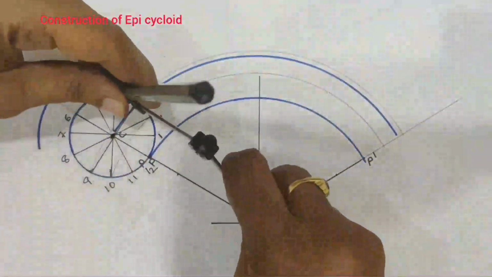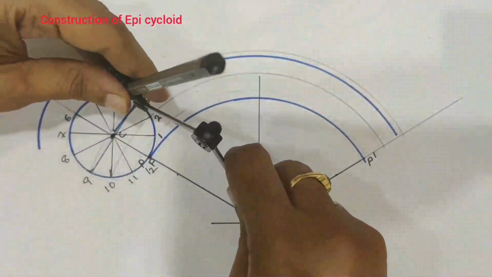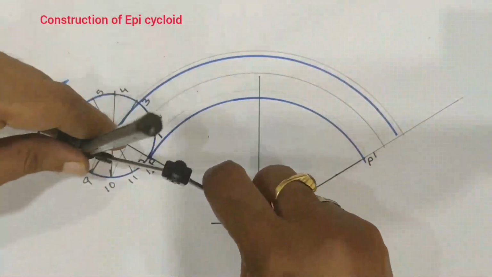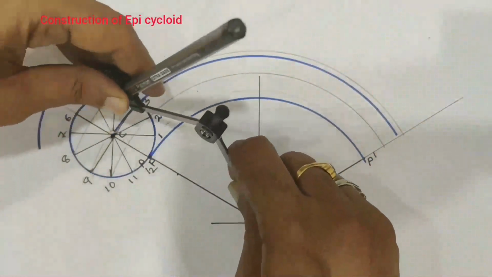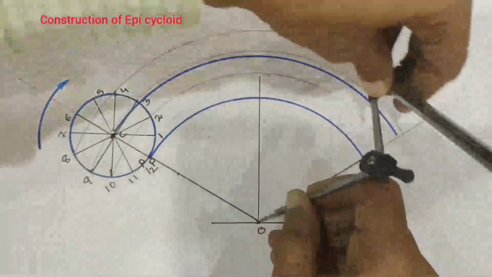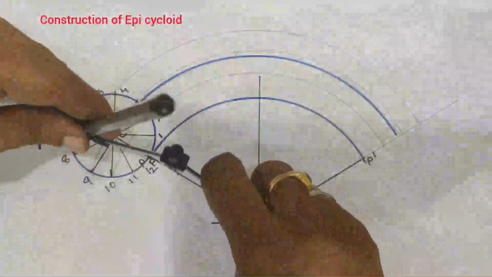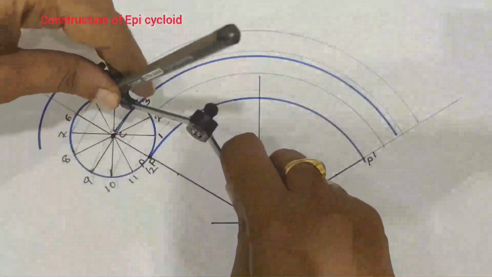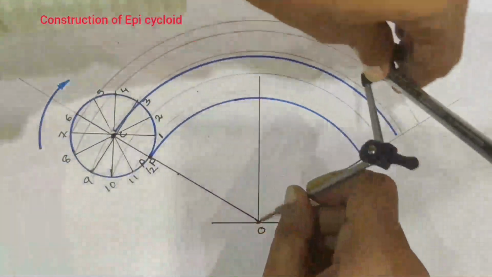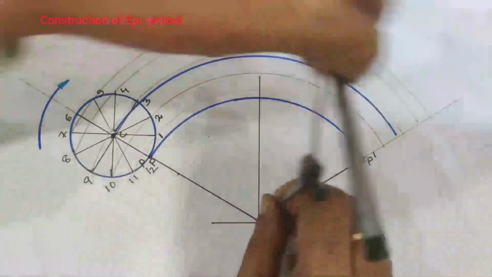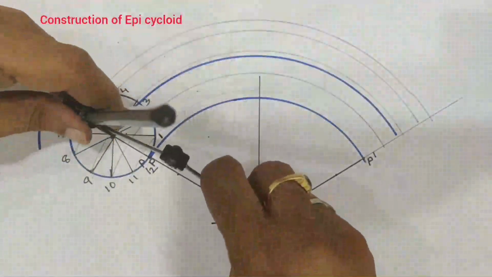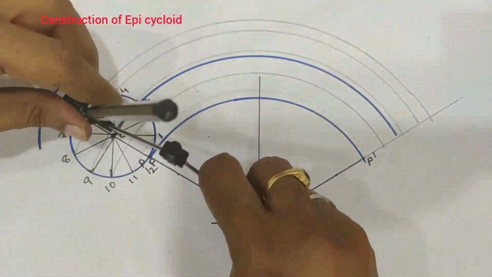Next, O4 as a radius or O8 as a radius, draw an arc parallel to the directing arc. Next, O7 and O5 as a radius. Next, O6 as a radius.